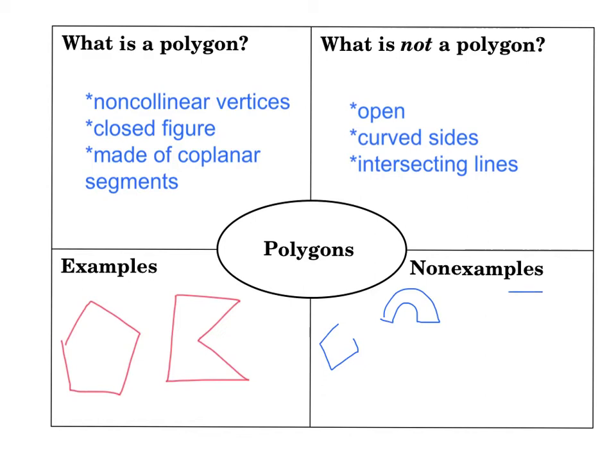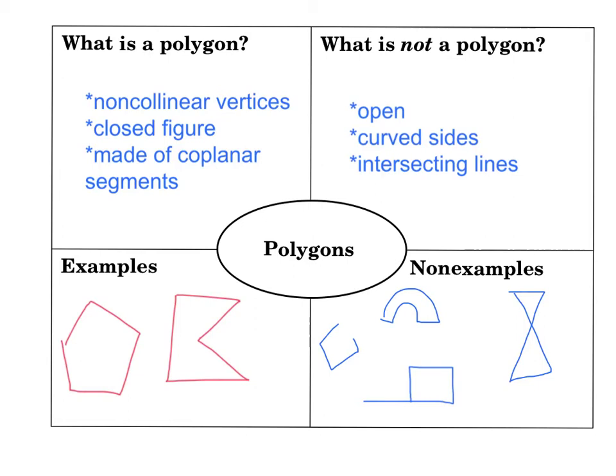Intersecting lines, so if I draw something like that, technically we have two polygons. We have a triangle here and another triangle there, but this whole shape is not a polygon because it has the intersecting lines. And the non-collinear vertices, what that would look like is if I did something like this, you can see at the bottom we have 1, 2, and 3 points all on the same line. So the vertices need to be on different lines.